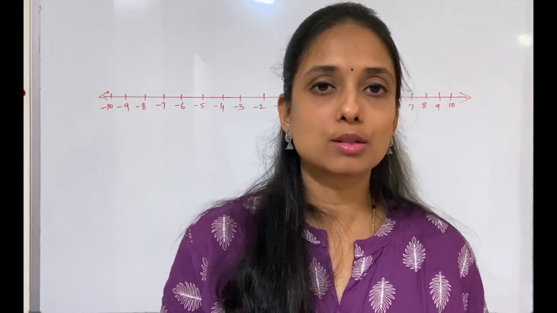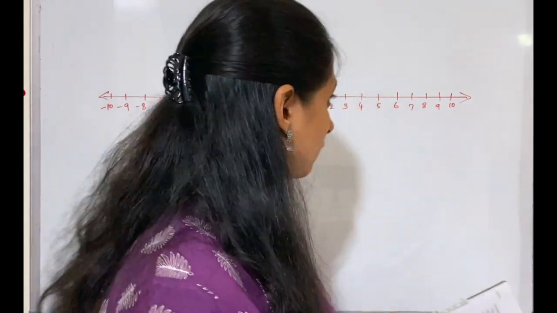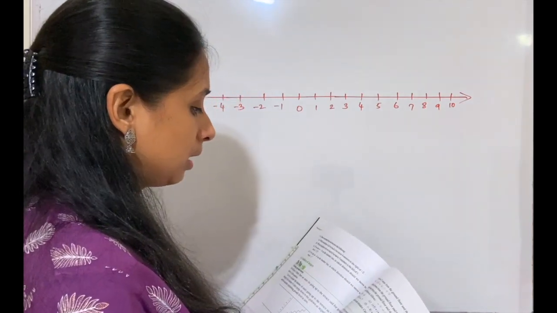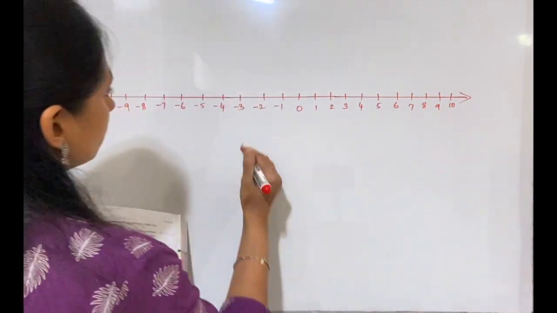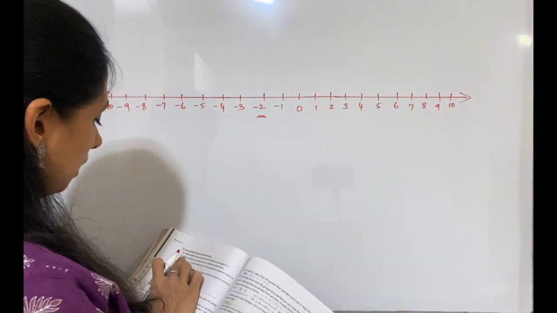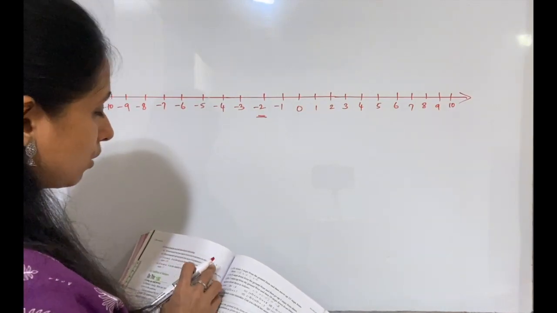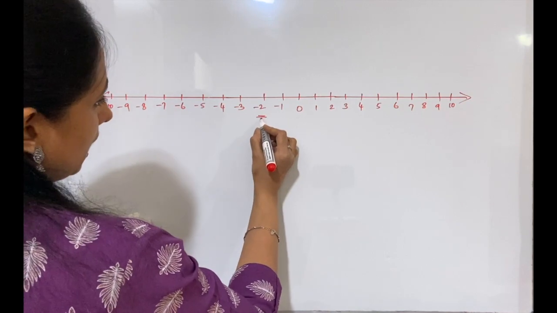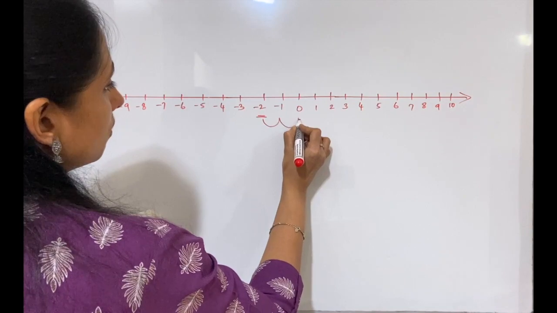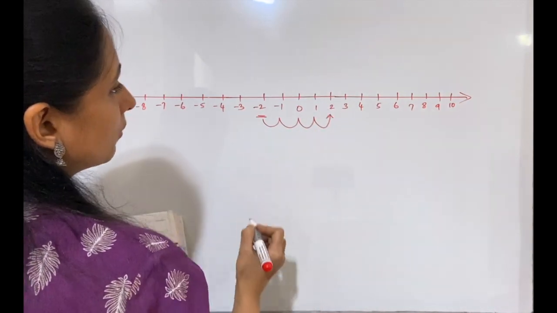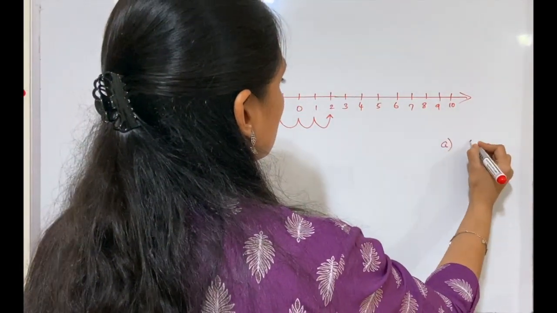Okay, let's do the last problem of this exercise. Draw a number line and answer the following. So we have drawn a number line here. Which number will we reach if we move 4 numbers to the right of minus 2? We are here. So from here they are asking us to move to the right 4 numbers: 1, 2, 3, 4. So where did we reach? We reached 2. So the first answer will be 2.